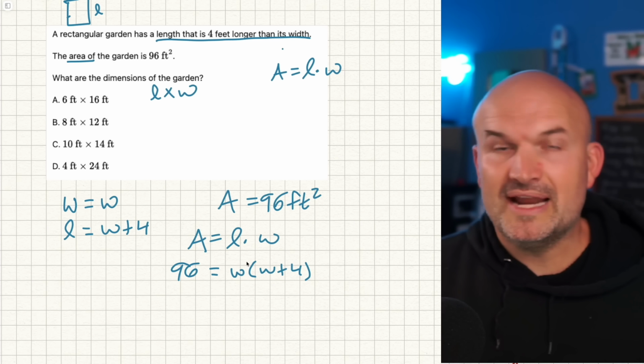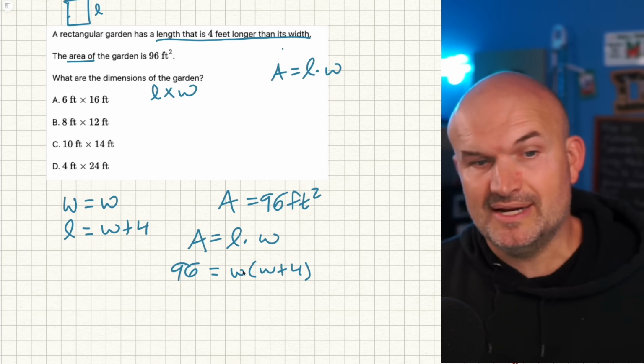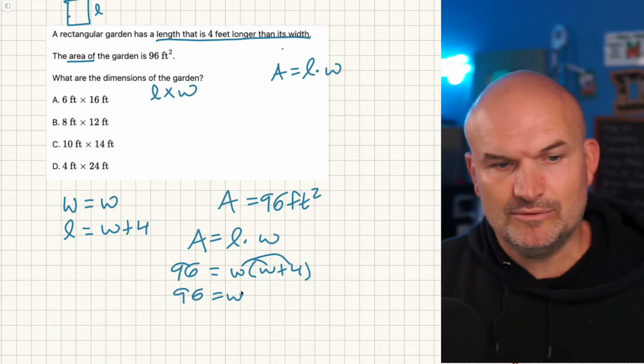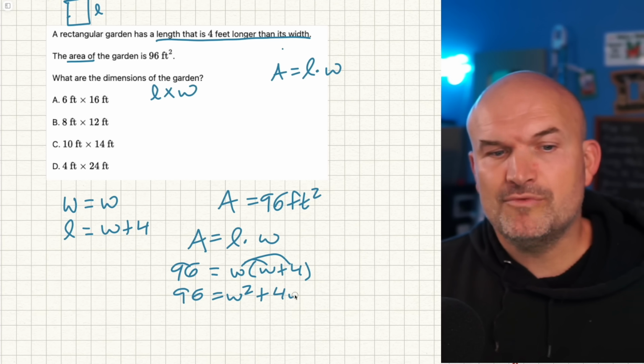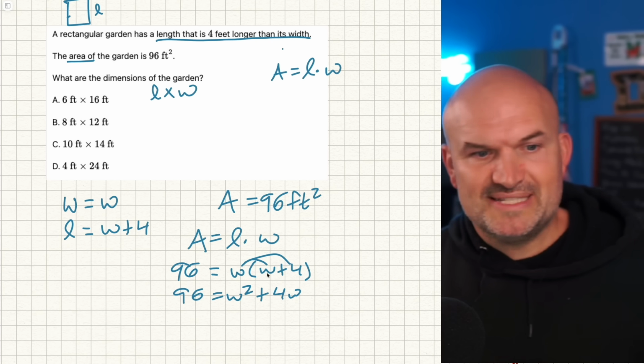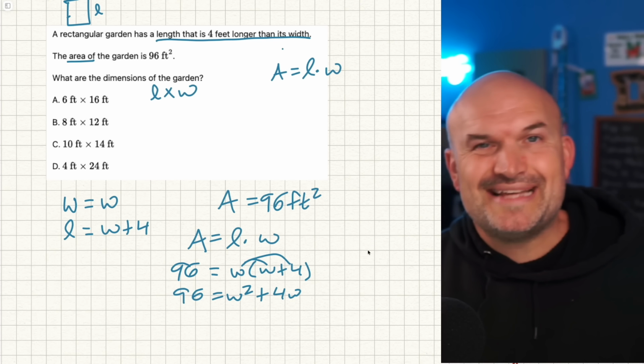Okay, so now I have two W's, right? So I need to get rid of these parentheses. So I'm going to apply the distributive property. So 96 equals W squared plus 4W. Okay, so immediately, ladies and gentlemen, here's where mistakes are going to happen. We have a quadratic, and students hate quadratics.